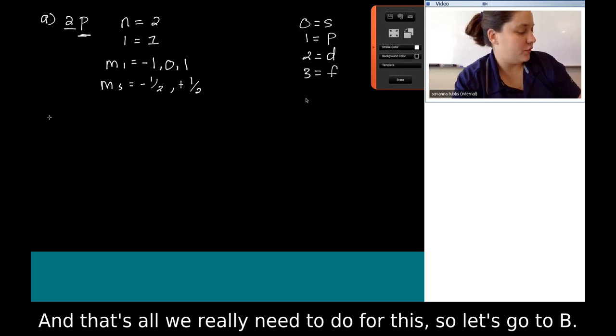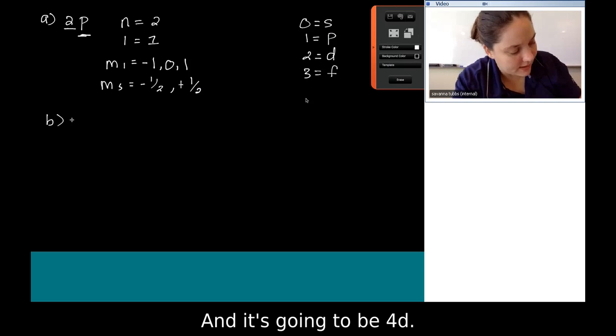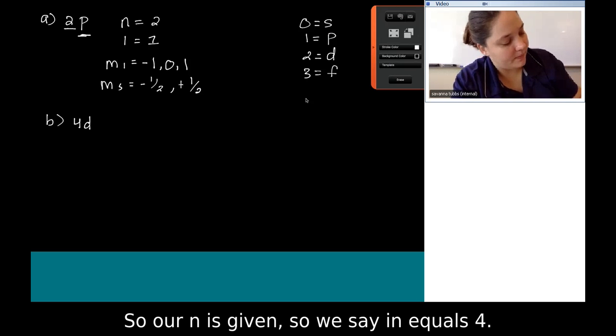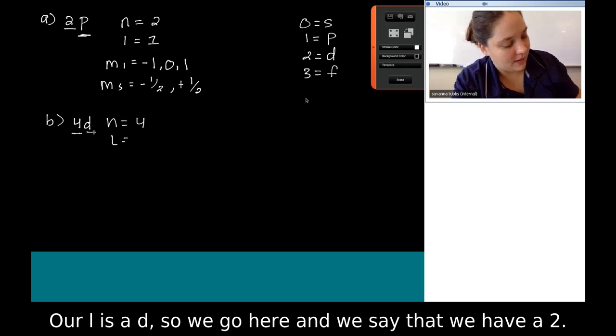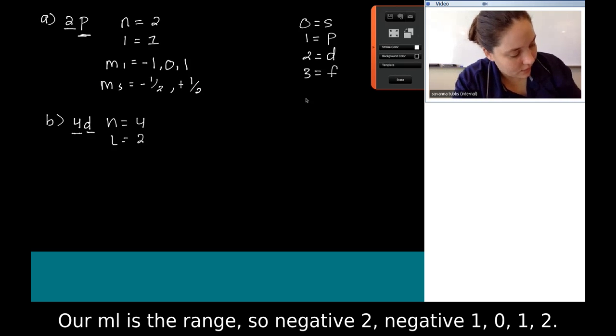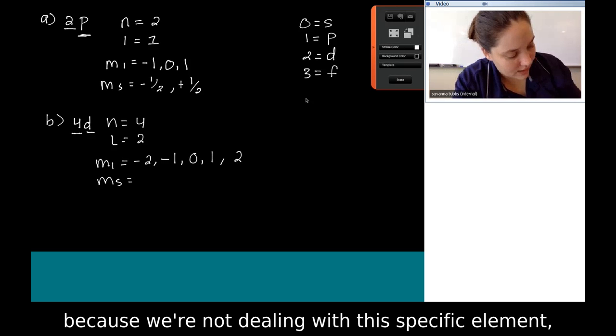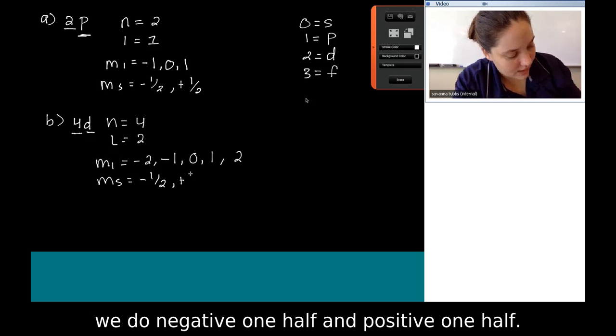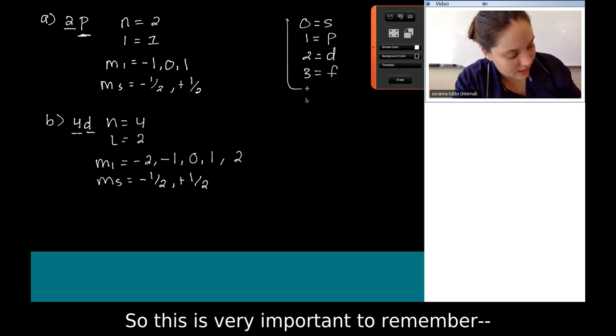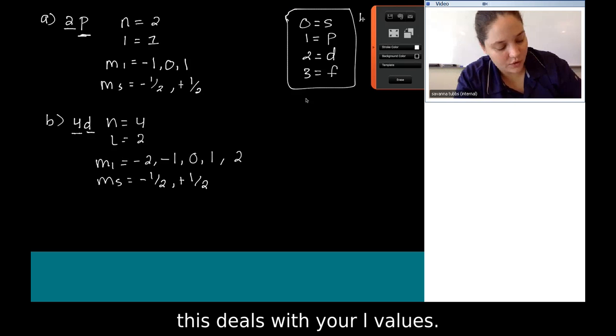So let's go to B, and it's going to be a 4D. Our N is given, so we say N equals 4. Our L is a D, so we go here and we say that we have a 2. Our ML is the range, so -2, -1, 0, 1, 2. And our MS, just like we said before, because we're not dealing with a specific element, we do -1/2 and +1/2. Pretty simple, right? So this is very important to remember. This deals with your L values.